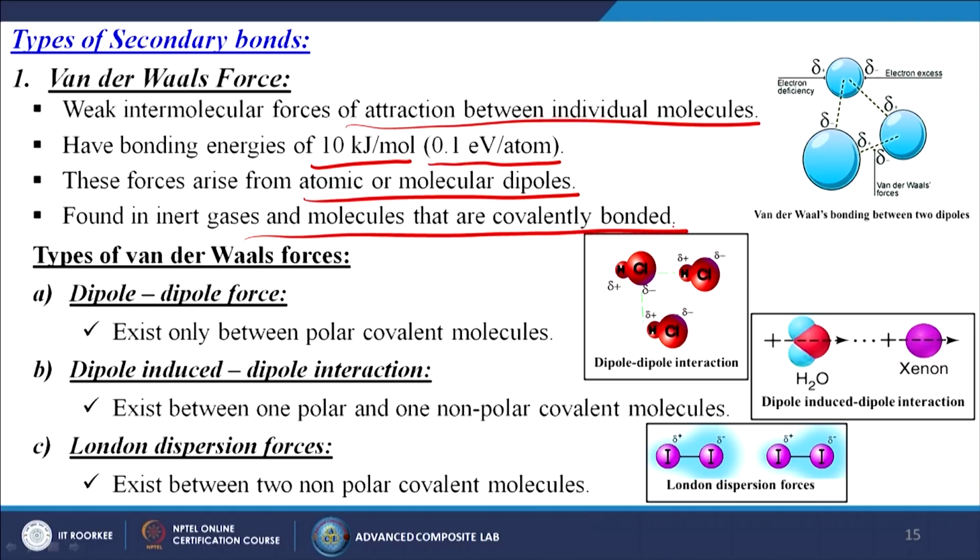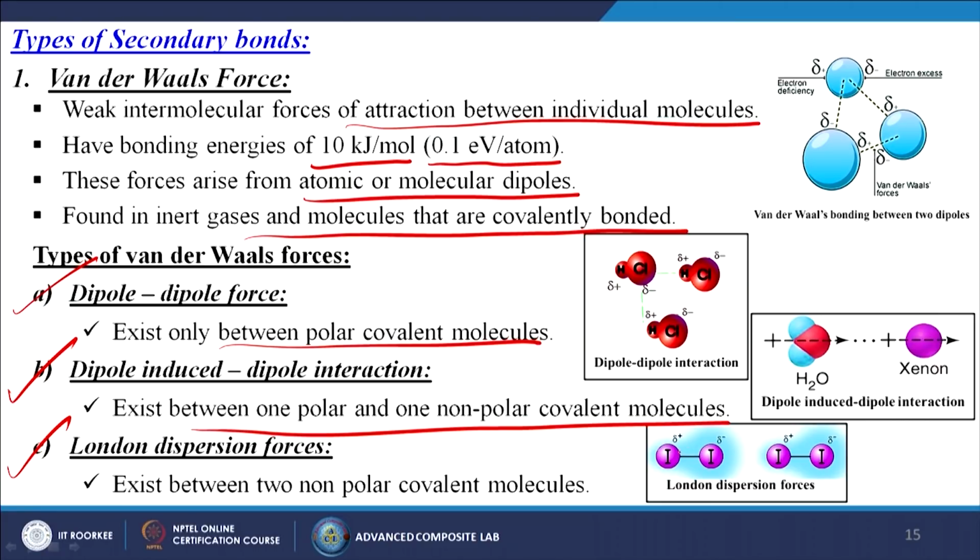There are generally three types of van der Waals forces. First is the dipole force, which exists only between polar covalent molecules. Second is dipole induced dipole interaction, which exists between one polar and one non-polar covalent molecule. And the last one is the London dispersion forces, which exist between two non-polar covalent molecules. This is the London dispersion example: you can see two non-polar covalent molecules. In between is the dipole induced interaction example, and this is the dipole interaction.